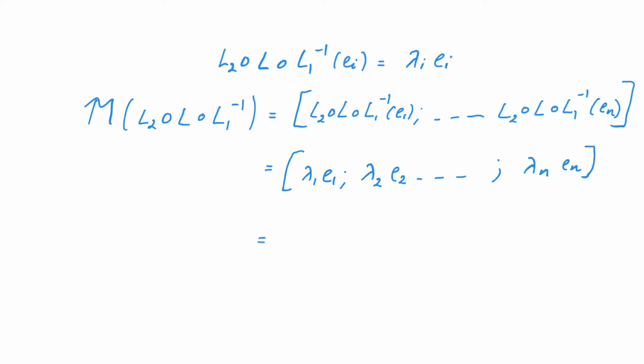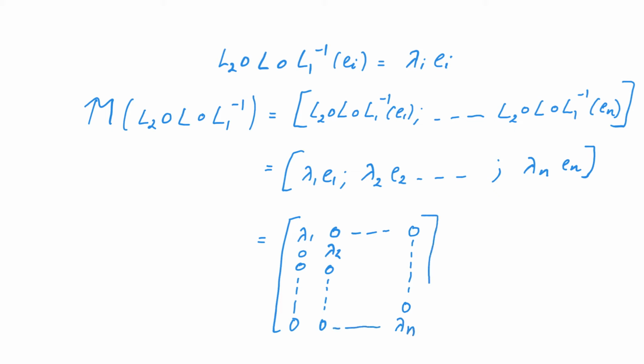But lambda 1 E1 is nothing but lambda 1, 0, 0, and so on, all the way down to 0. Lambda 2 E2 is 0, lambda 2, 0, 0, and so on. The last column, which is lambda n En, has zeros in the first n minus 1 entries and lambda n in the last entry. And this clearly is a diagonal matrix with the diagonal entries lambda 1, lambda 2, up to lambda n. And this completes our proof.